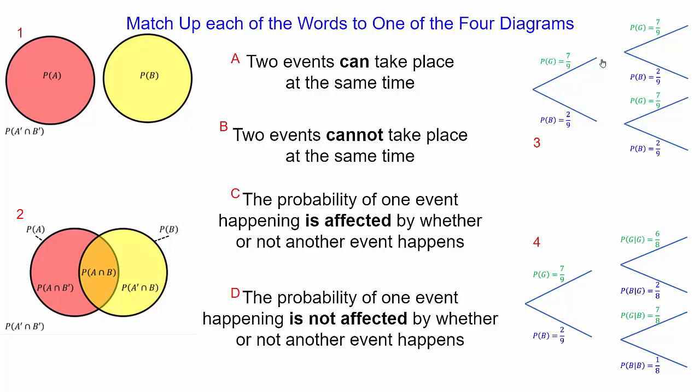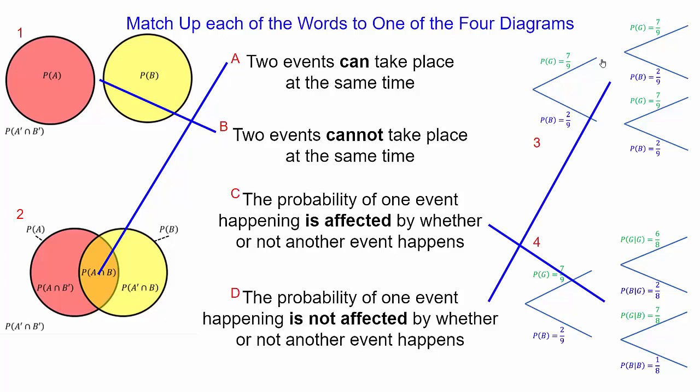Next one, please can you match up each of the words A, B, C and D to one of the 4 diagrams that you can see in each of the corners. Again, you'll be fine to just write down 1A, 2B and so on. So this time you're looking at A matches with 2, so 2 goes with A, 1 goes with B, 4 goes with C, and 3 goes with D.